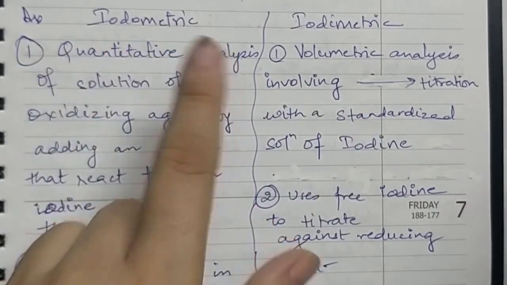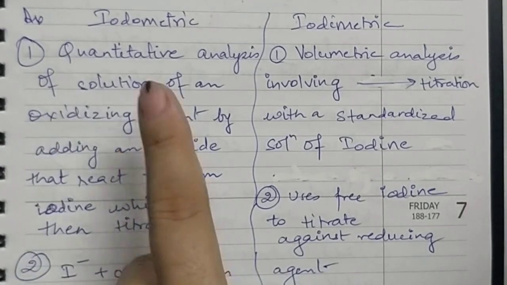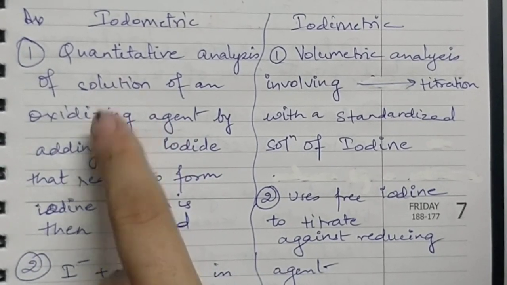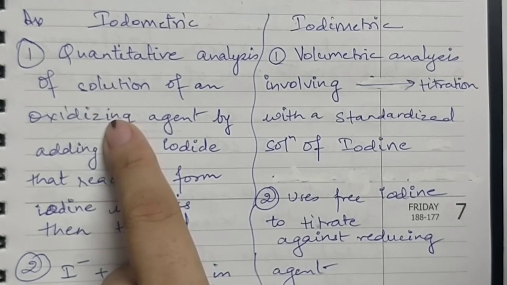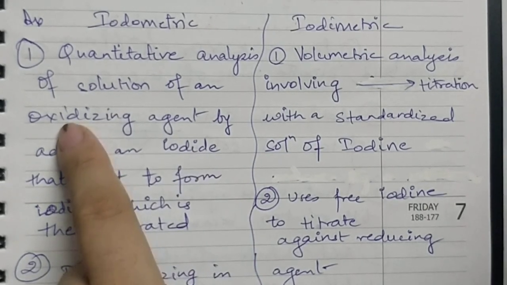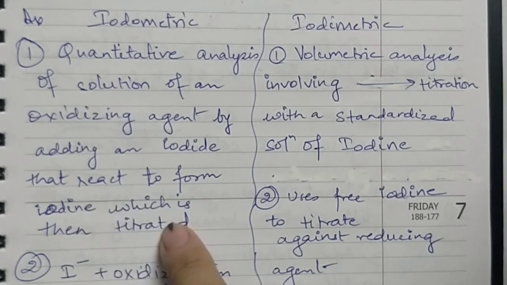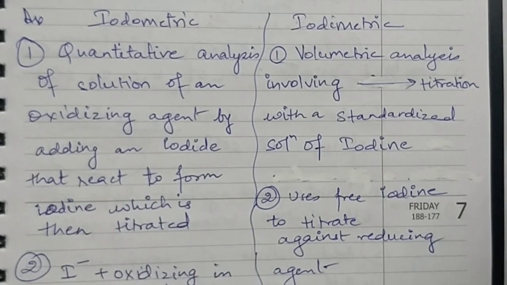Iodometry is quantitative analysis of a solution, basically a solution which has an oxidizing agent. You want to quantify the oxidizing agent present in any solution, right? So what you do is add iodide to it. This iodide reacts with the oxidizing agent and converts to iodine, which is titrated against the reducing agent, that is hypo solution in our case.